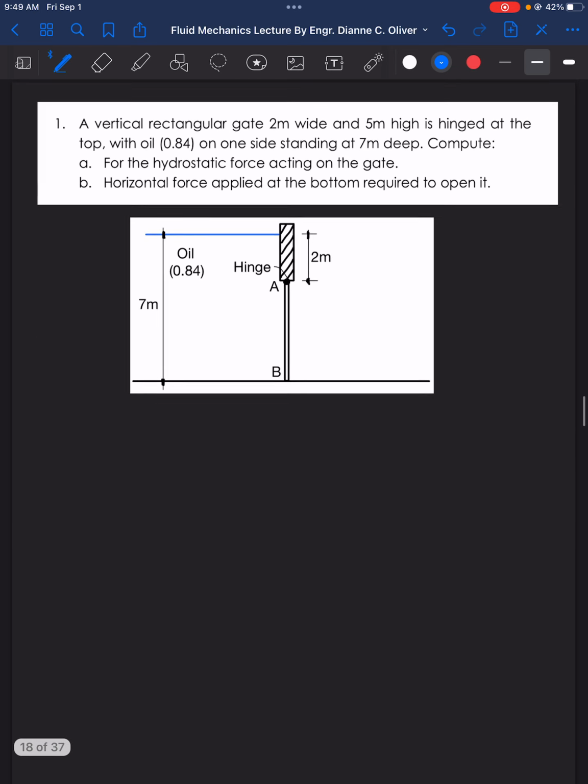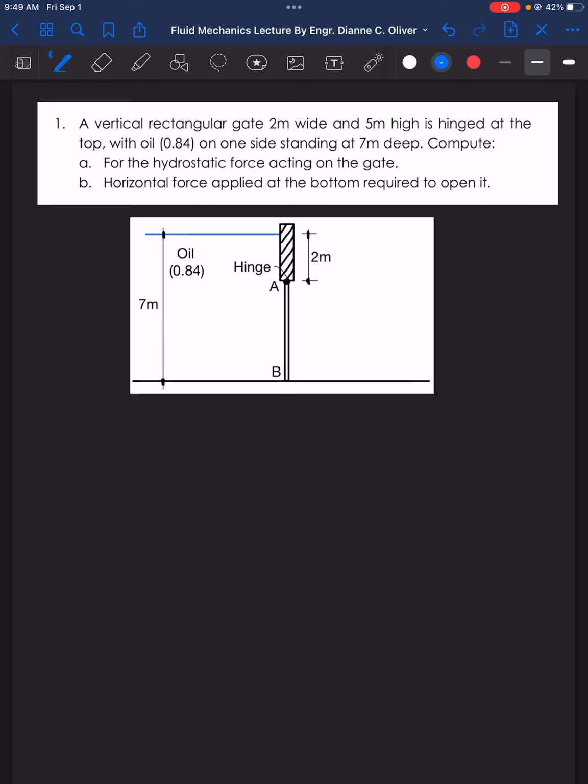Now let's solve the examples. We have 5 examples for this video, but we will cut it into part 1 and 2. So in this part 1, we will solve examples number 1, 2, and 3.